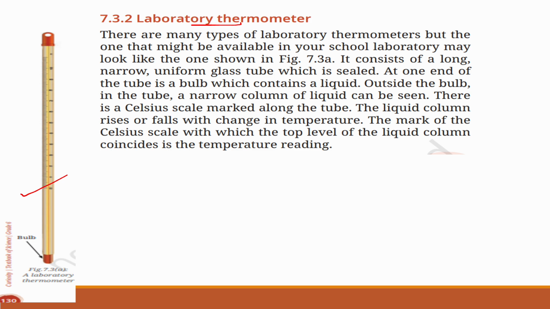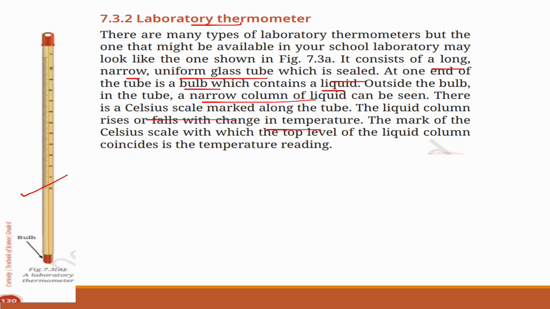It consists of a long, narrow, uniform glass tube which is sealed. At one end of the tube is a bulb which contains a liquid. Outside the bulb in the tube, a narrow column of liquid can be seen. There is a Celsius scale marked along the tube. The liquid column rises or falls with change in temperature. The mark of the Celsius scale with which the top level of the liquid column coincides is the temperature reading.